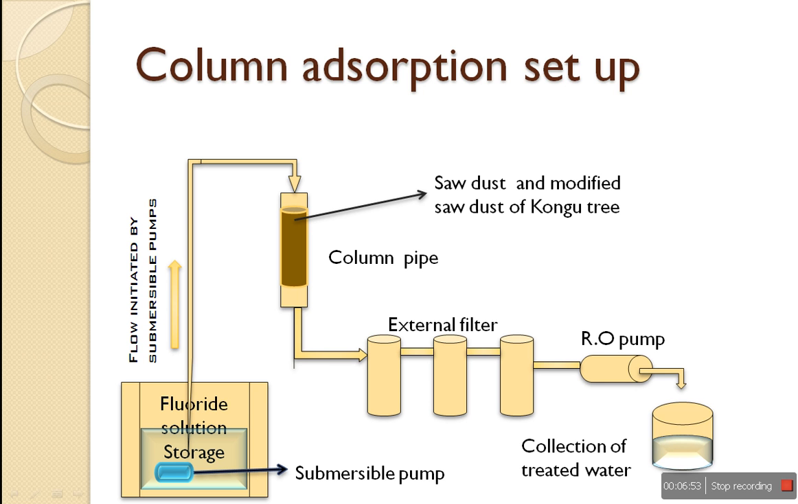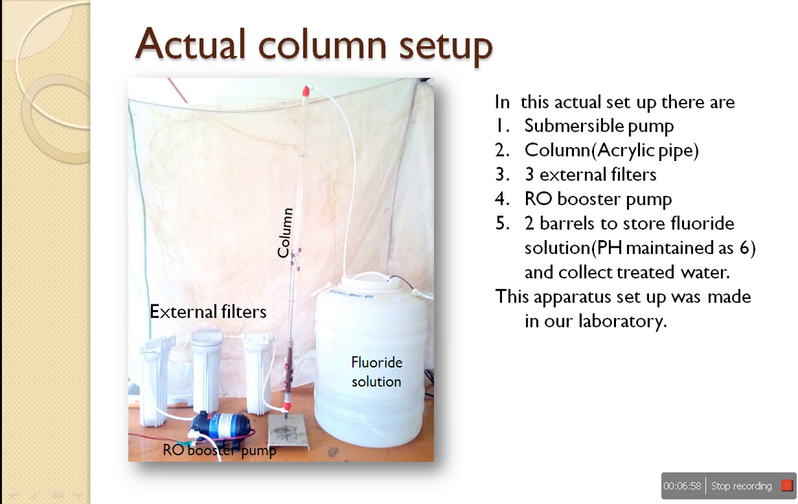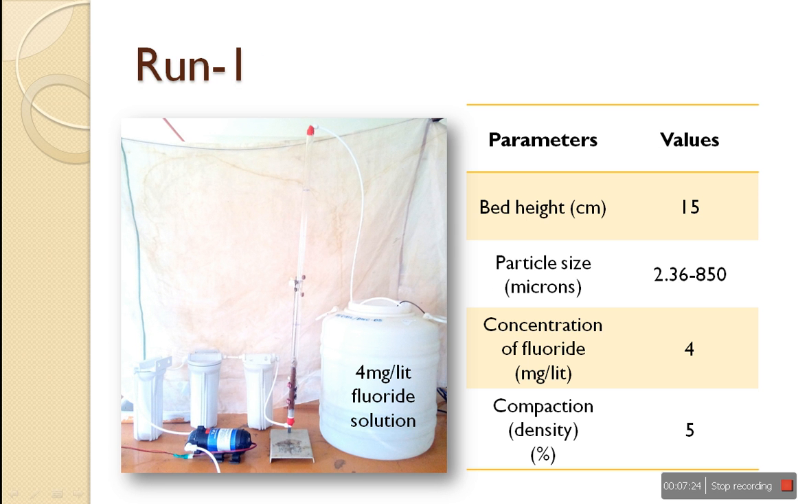This is a schematic diagram of our experimental setup. This is the actual setup made in our environmental laboratory. It has one submersible pump, a column that is an acrylic pipe, 3 external filters, one RO booster pump to induce the vacuum, then 2 barrels to store fluoride solution. In each fluoride solution, pH is maintained at 6. Pictures of each run with their parameters are shown aside.